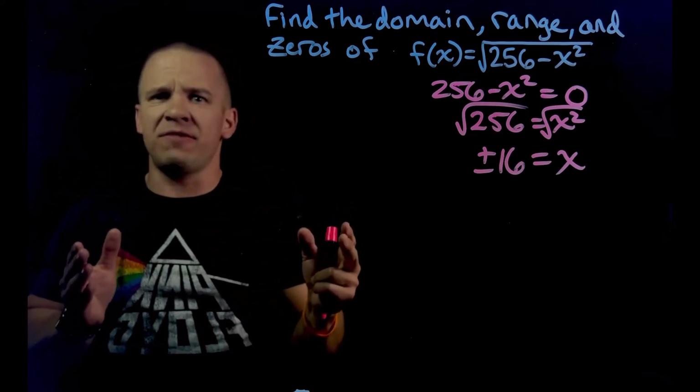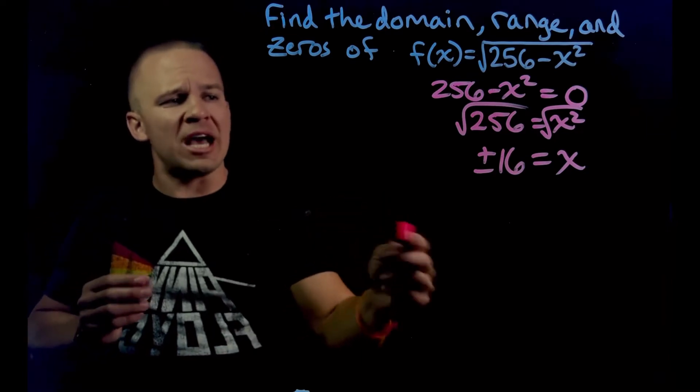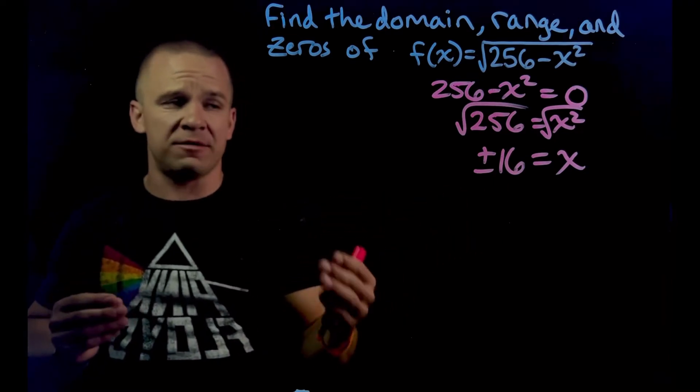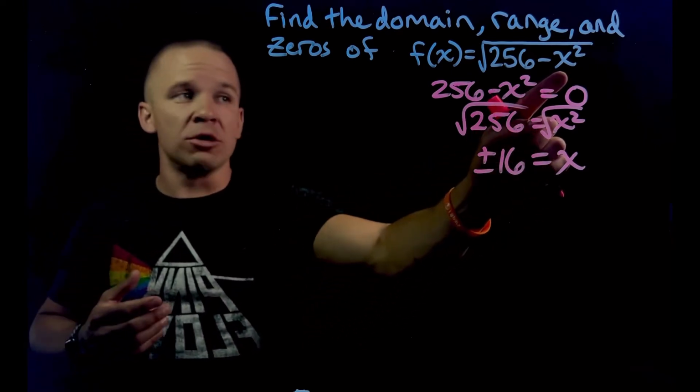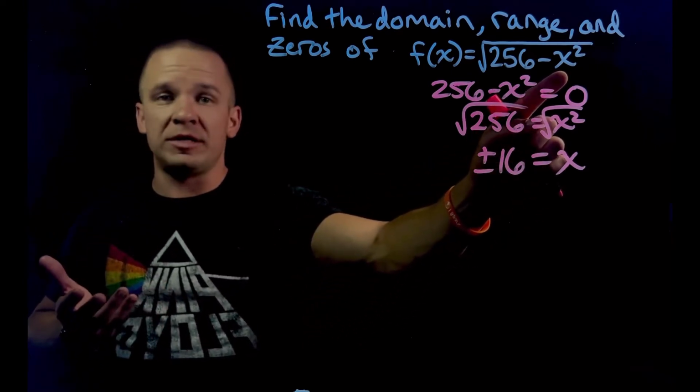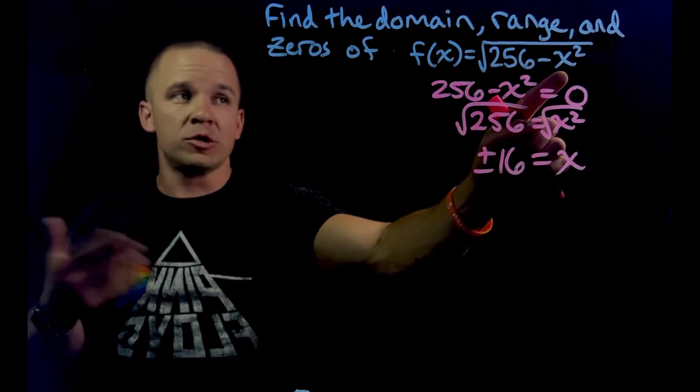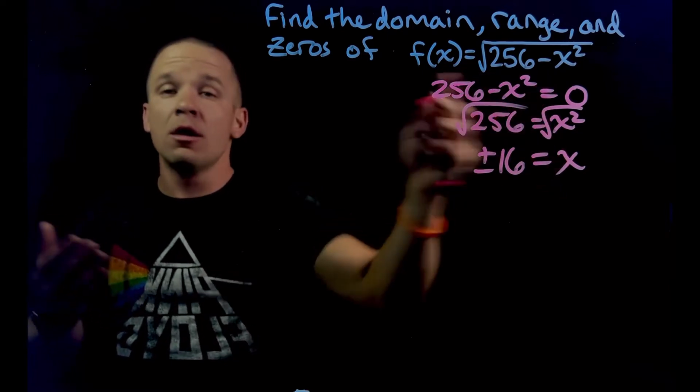So let's test some values, shall we? If I were to plug in a number between negative 16 and positive 16, like 0, would it work? Well, if I plug in 0 for x here, I'm going to have 256 minus 0. That's fine. The square root of that is just going to be 16. So that's good between there.